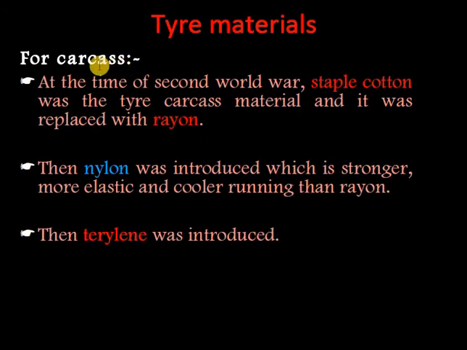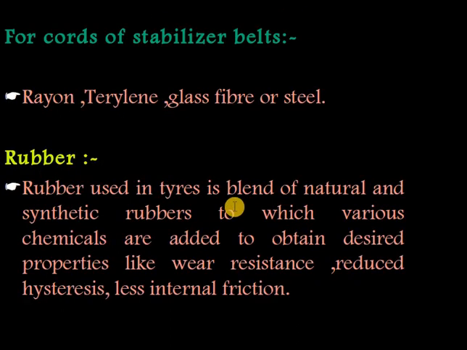Tire material for carcass: at the time of the Second World War, staple cotton was the tire carcass material. It was replaced with rayon. Then nylon was introduced, which is stronger, more elastic, and runs cooler than rayon. Then Terylene was introduced. For cords and stabilizer bars, rayon, Terylene, and glass fibers or steels are used.